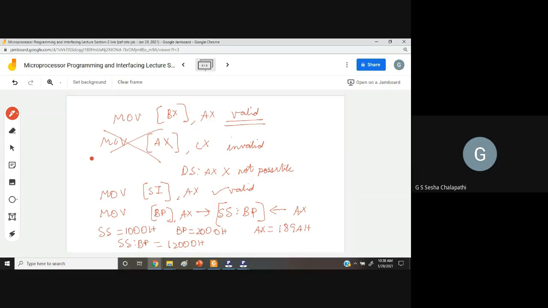So it will go into the stack segment. That is what will happen here. AX will go into this memory location. Why? Because you are using BP. BP always combines with the stack segment address, and therefore when you say MOV [BP], AX, it will actually go into the stack segment, not the data segment.